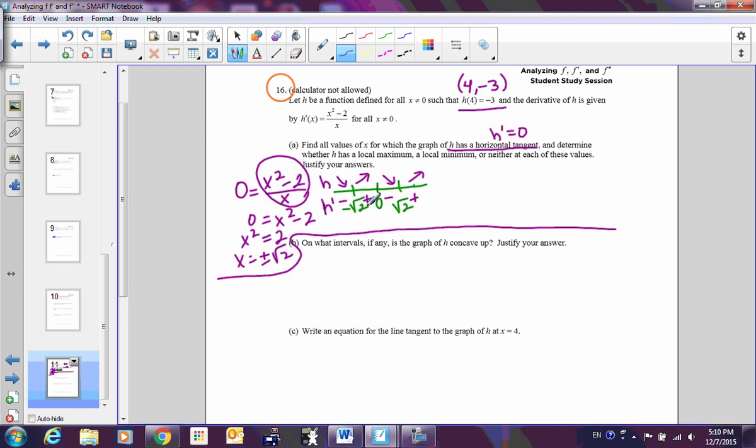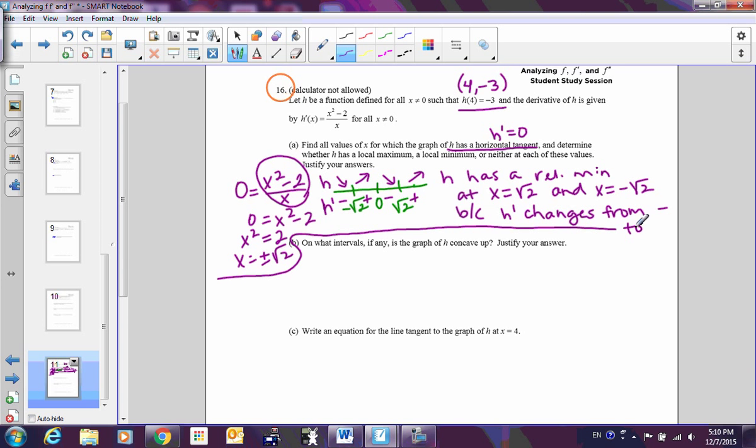So now we need to say, okay, at these two values, plus minus √2, what's happening? You can just look right at the picture, decreasing and increasing. H has a relative min at x equals √2 and x equals -√2 because h prime changes signs. What does it change from? From negative to positive.